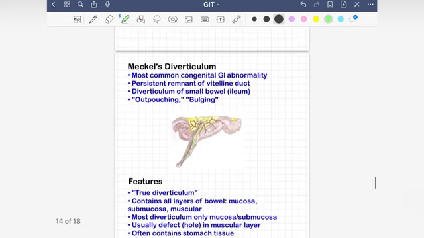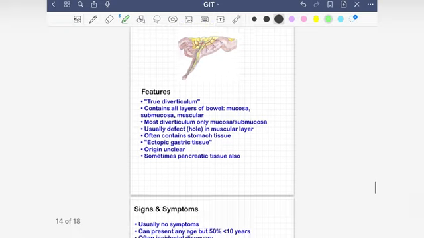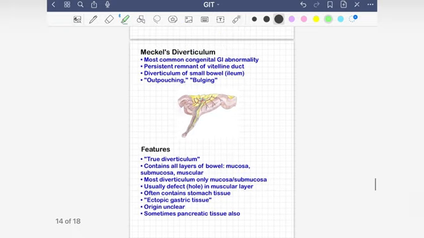The most important vitelline duct pathology is Meckel's diverticulum. This is the most common congenital GI abnormality. It is a persistent remnant of vitelline duct, and when you have a Meckel's diverticulum, you have an outpouching or a bulge of small bowel that occurs at the ileum.